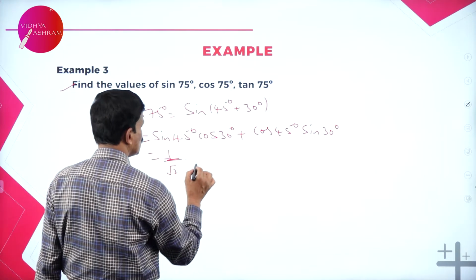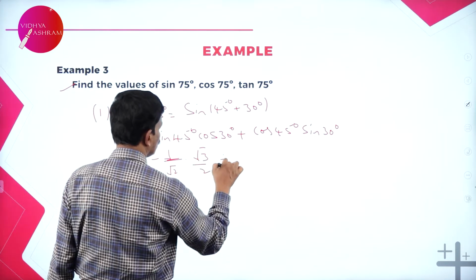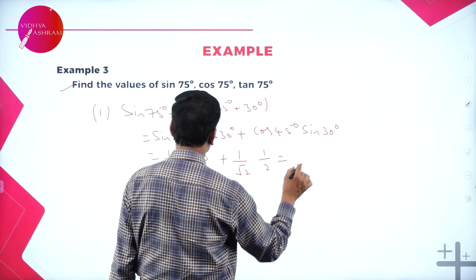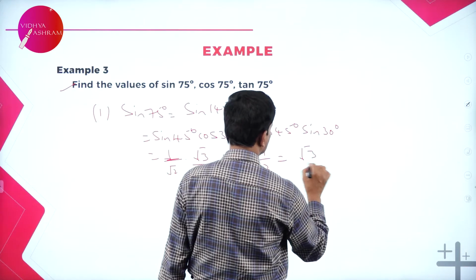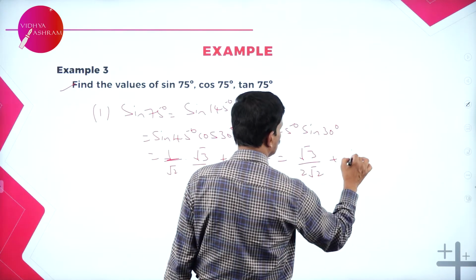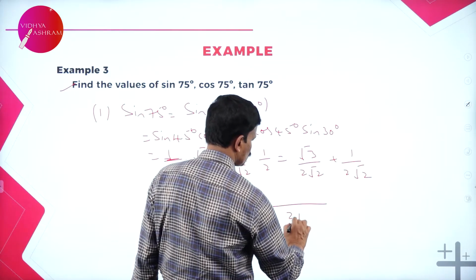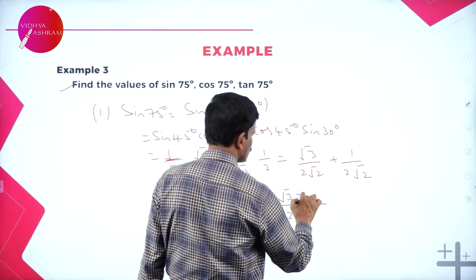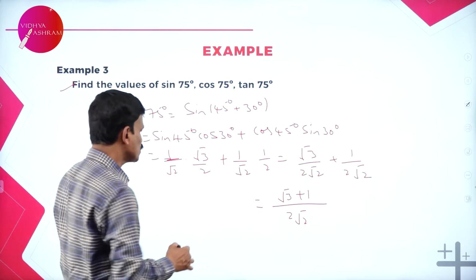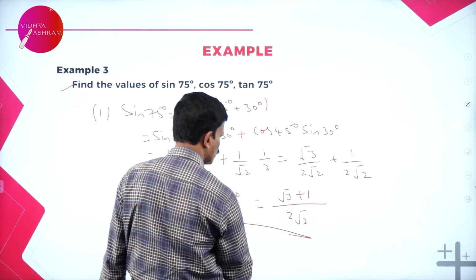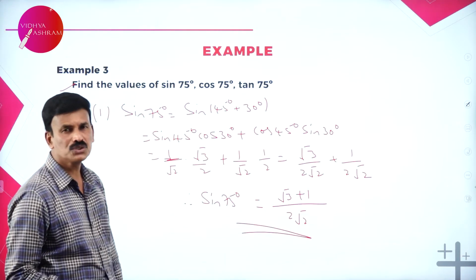What is cos 30? Root 3 by 2. Plus, what is cos 45? 1 by root 2. What is sin 30? 1 by 2. Simplify this: root 3 divided by 2 root 2 plus 1 by 2 root 2. Take LCM, 2 root 2 is the LCM, root 3 plus 1. So therefore, what do you say? Sin of 75 degrees is equal to root 3 plus 1 by 2 root 2.